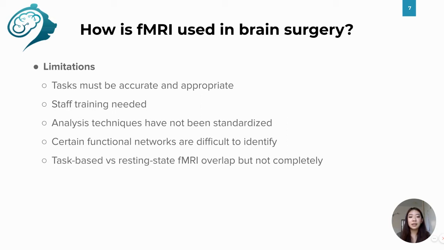Another thing is that analysis techniques actually have not been standardized. Certain functional networks are difficult to identify. For example, the sensory motor system, which is low level, is relatively well studied and easy to identify, but the language system, which is high level, is much harder to identify, but actually very important for preoperative mapping. And lastly, task-based versus resting state fMRI overlap, but not completely.